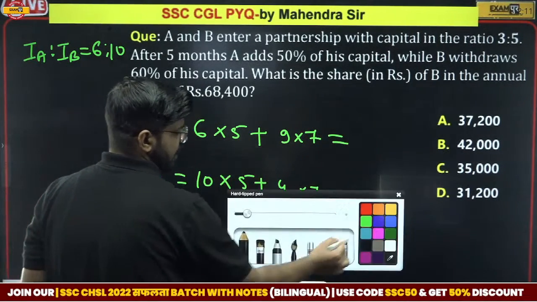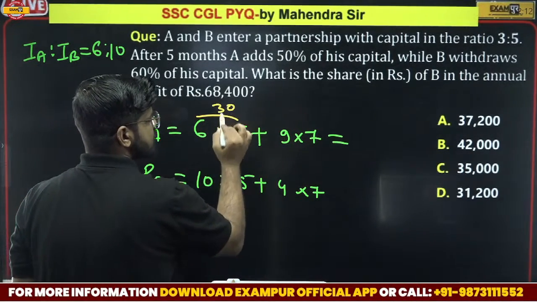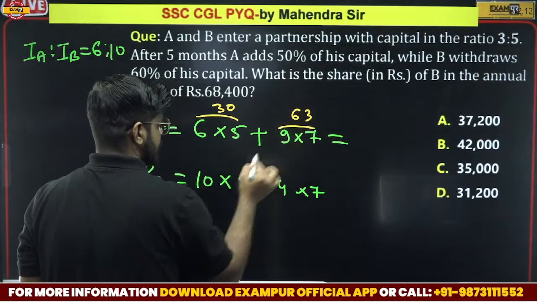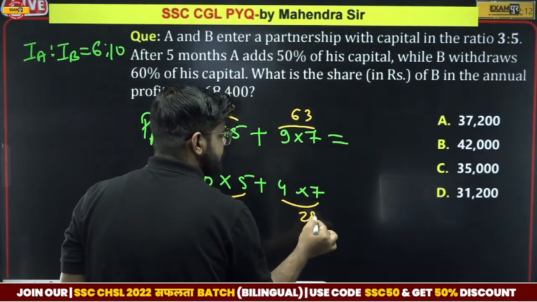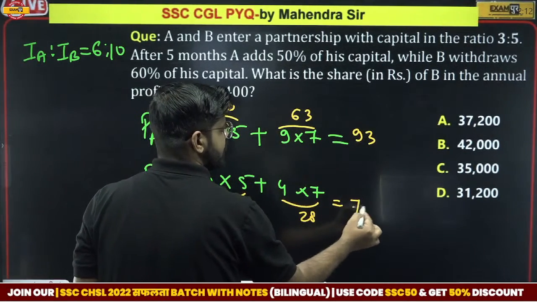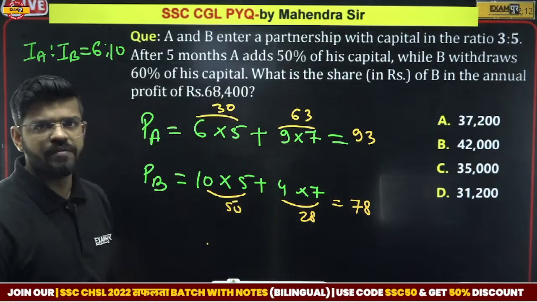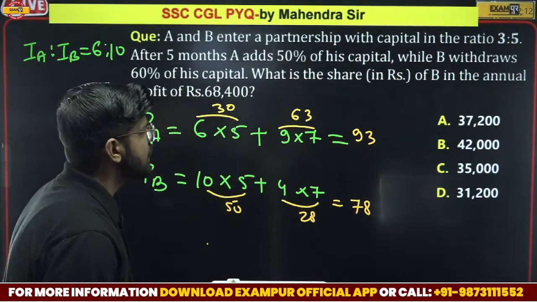So what are we getting here? We are getting 30 here. We are getting 63 here. We are getting 50 here, and what are we getting here? 28 here. So this will give you 93. This will give you 78. This will give you 78. Again, can we cancel out both? Yes, we can cancel it out.